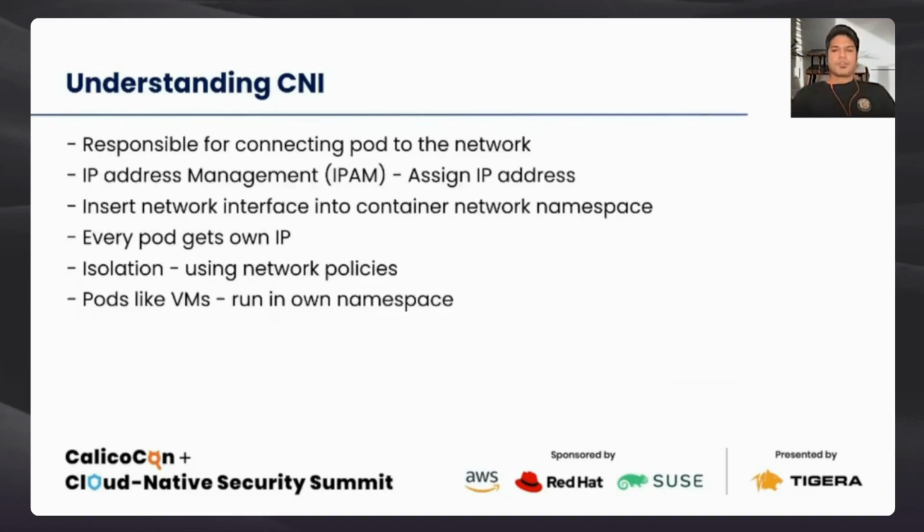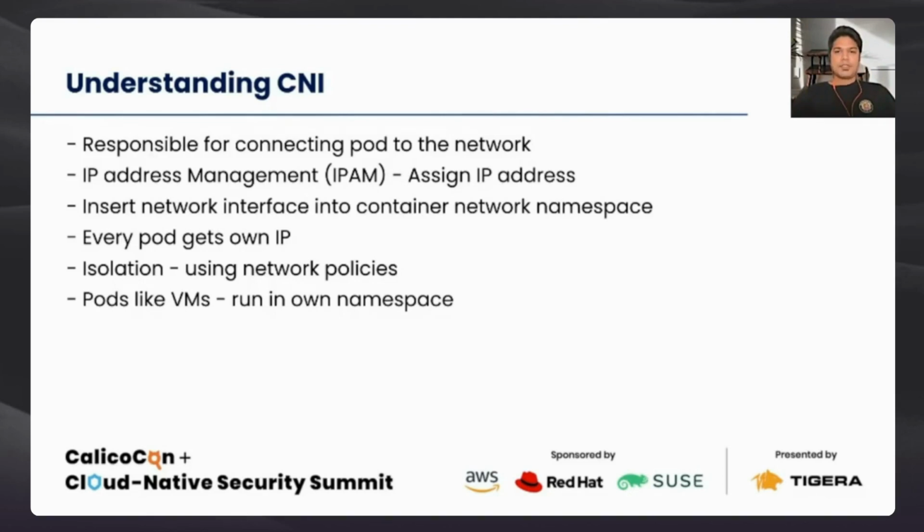In the previous slide, we saw what a CNI is, why it is used, and how it works. In this slide, let's try to understand what exactly a CNI does. Basically, CNI takes care of connecting the pod into the network, meaning once a pod is created, how the pod will communicate to the network and API server, how the pod will communicate with other pods, services, etc., is taken care of by CNI. How will it take care of it? By IP address management, which is also the topic of this session.